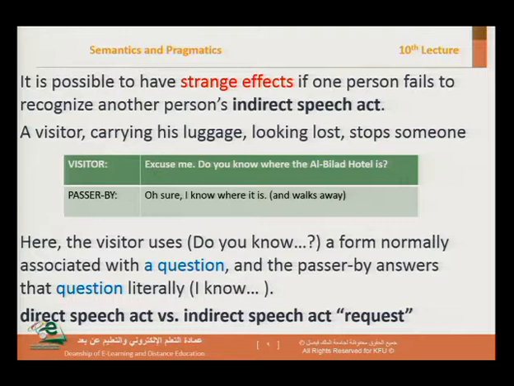All right. So the visitor used "do you know," which is a form normally associated with a question. So the passing-by person said, "Yes, I know." He took it literally as a question, but the function here was not really a question, but a request. And that would make a difference between a direct speech act, question, and an indirect speech act, request. Also, the same thing would happen with the statement. You left the door open. Statement. Indirect speech would be a request that you close the door. All right?